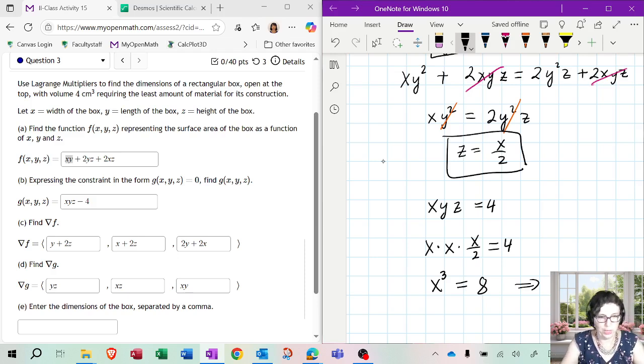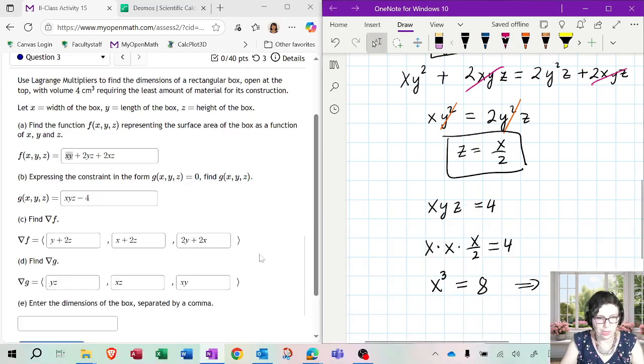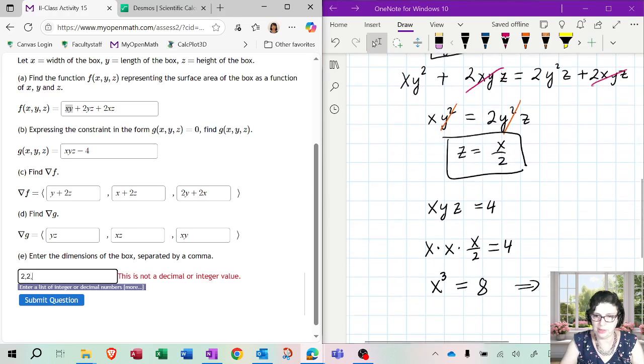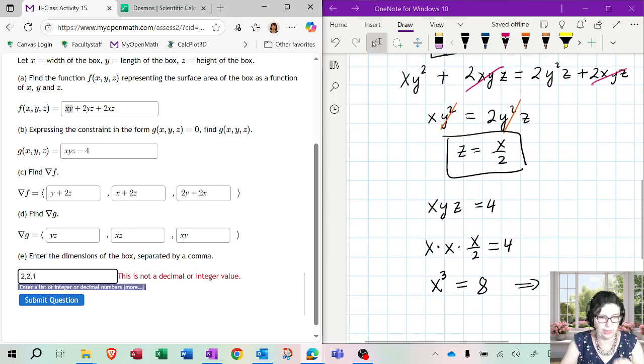Okay, so the dimensions of the box are 2 for x, 2 for y, because y was x, and z is x over 2. So 2 over 2, that's 1. So I think that would be it.